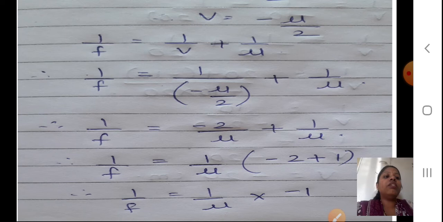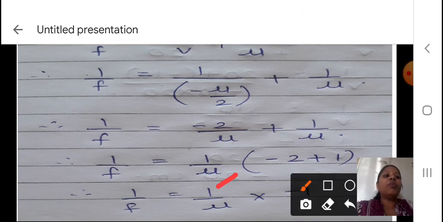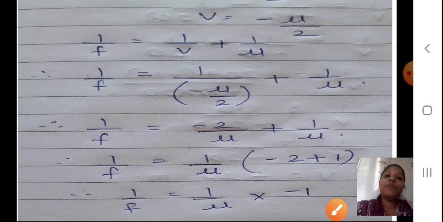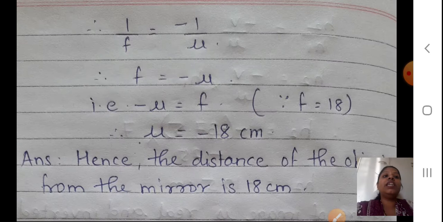Now here if you see, 1 and this 1 which is there, you are going to get the answer as 1. So minus 1 upon u will be the answer. So we'll see here. Therefore 1 upon f is equal to minus 1 upon u. If I take the reciprocals, f will be equal to minus u. Now you know the f value they have given.